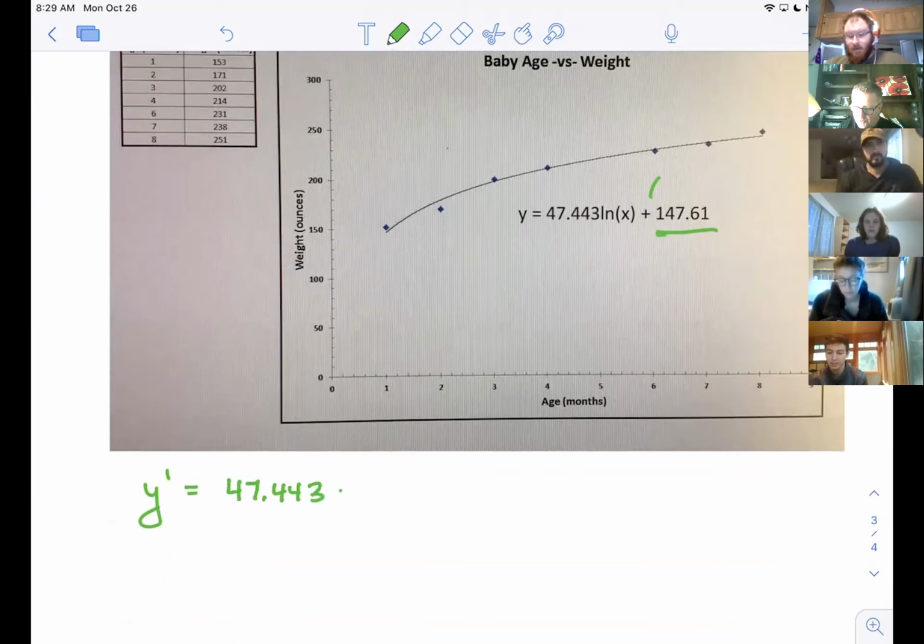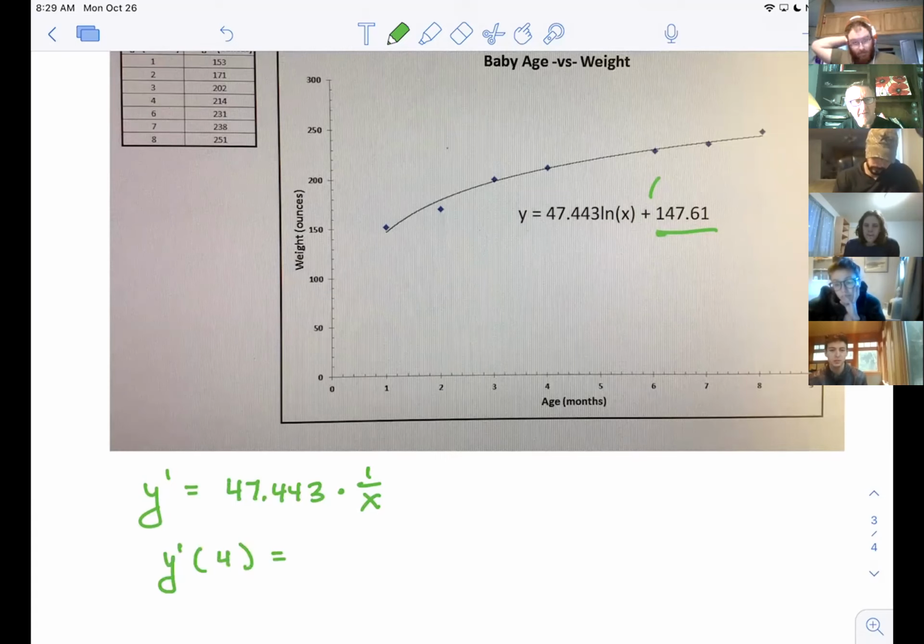So the derivative of natural log of x is 1 over x. And so there's our derivative. Now you could rewrite that as 47 over x if you want to, or 47 times x to the negative 1 power if you want to. But take a look at the graph. What's y prime then of 4?